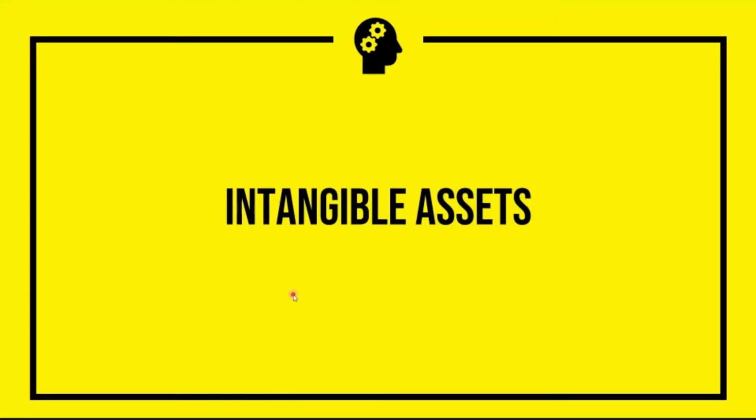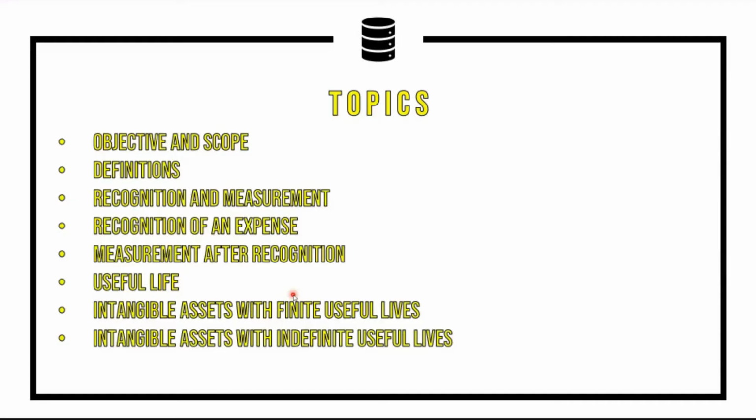Okay, so for this session, we'll be having intangible assets, which is covered by IAS 38 with the same title, Intangible Assets. So for our topics, these are the items that we will be discussing. We have objective and scope, definitions, recognition and measurement, recognition as an expense of intangible assets, measurement after recognition.